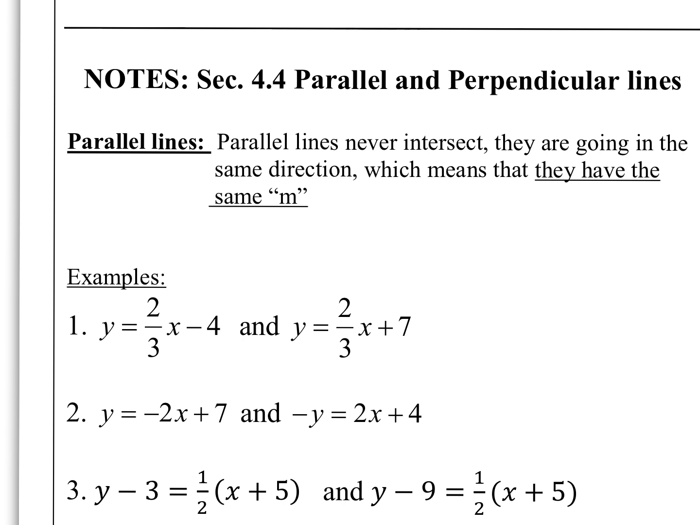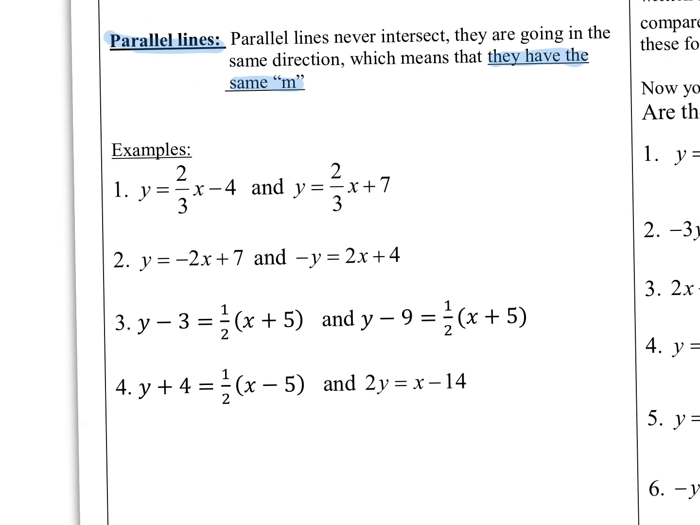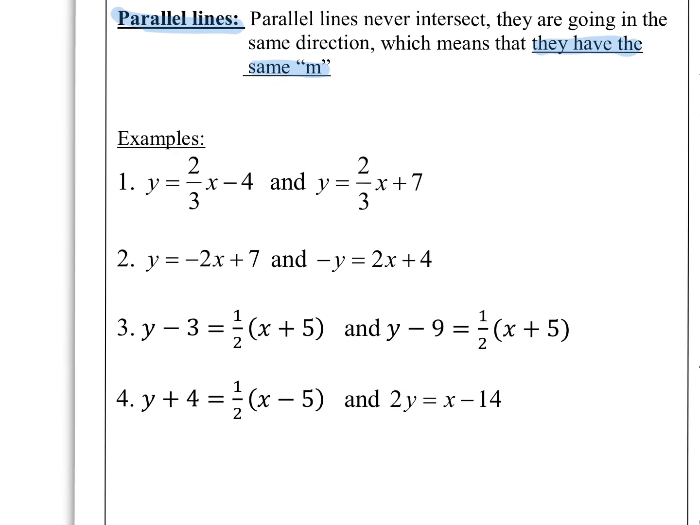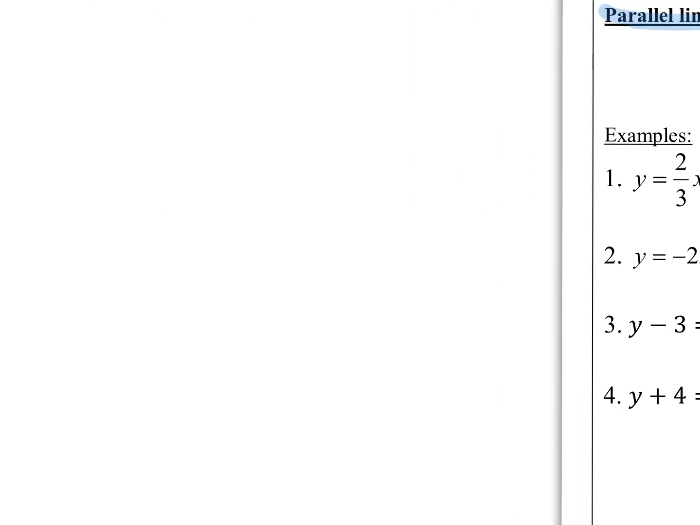Parallel lines have the same m value. They have the same slope. Parallel lines have the same slope, okay? And these are all examples of equations that are parallel, of lines that are parallel. Now, the only way you could tell the slope is if they're either in slope-intercept form or point-slope form, okay?